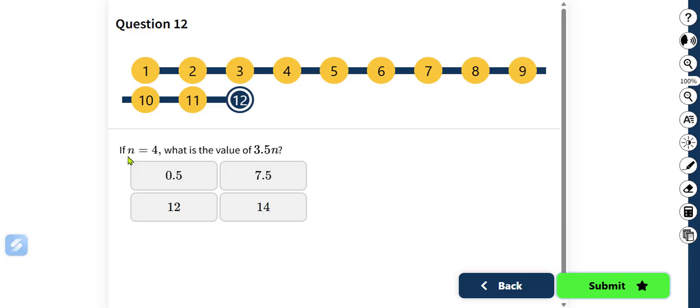Now here, if the value of n is 4, then what is the value of 3.5n? Simply you multiply 3.5 by n, that will give you 14. So if you multiply 3.5 by 2, it's simply 7. Again, you multiply by 2, it's 14.